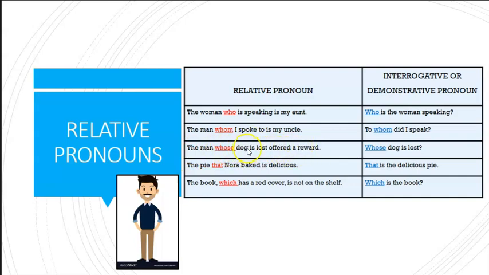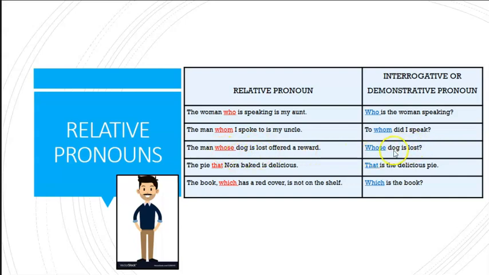In this case, whose is connecting dog is lost to the man. So whose dog is lost is telling us which man offered the reward. It's not actually telling us about the dog at all. It's telling us about the man. The man offered a reward. Which man? The man whose dog is lost.